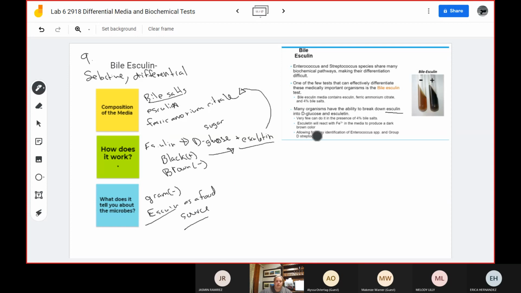And you might think, why is that important? It is apparently one of the only ways that we're really able to have a simple test to differentiate biochemically between Enterococcus and Streptococcus. Back in the day, Enterococcus and Streptococcus were the same family, or the same genus of bacteria, and then they continued to split them based on certain differences. So this is one test that you would be able to perform to tell which category they belong to, the Enterococcus or the Streptococcus.